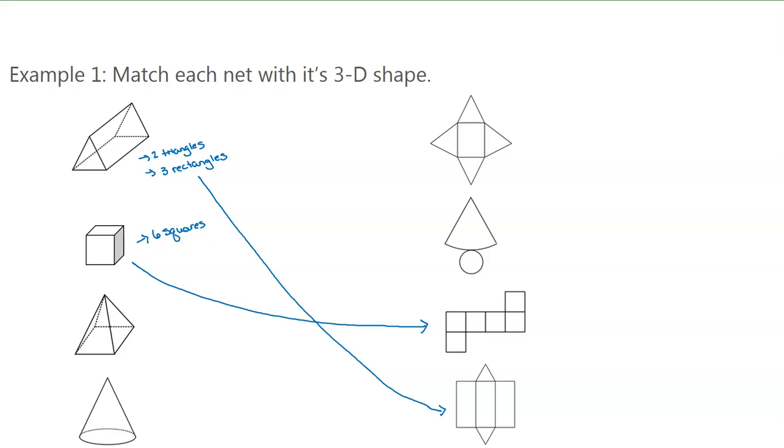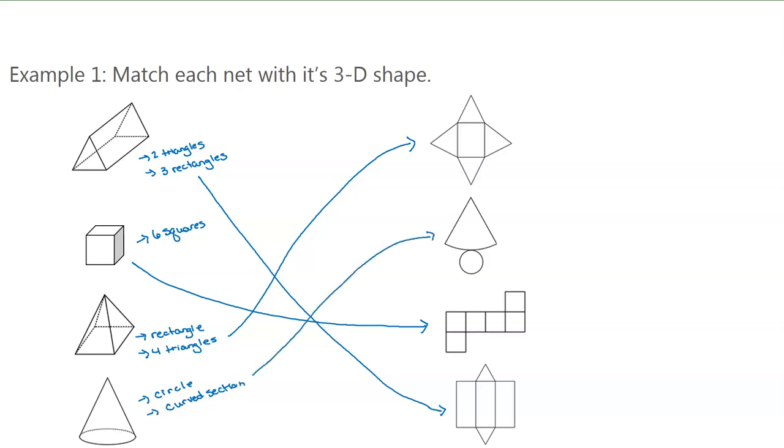Now the third figure is something we call a pyramid, but let's look at what it consists of. On the bottom, we have a rectangle. And on the sides, we have 4 triangles. So you see that that would match with this net up here. And then the bottom figure is a cone that is made up of a circle on the bottom. And then we have a curved section. So that would look like this when it was unfolded.